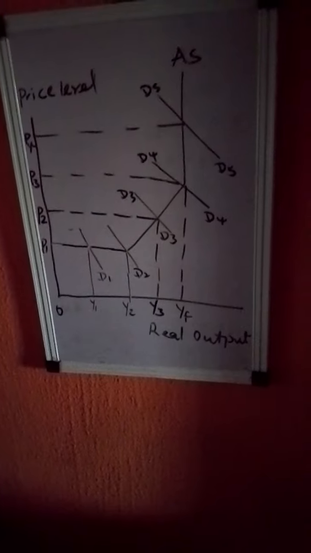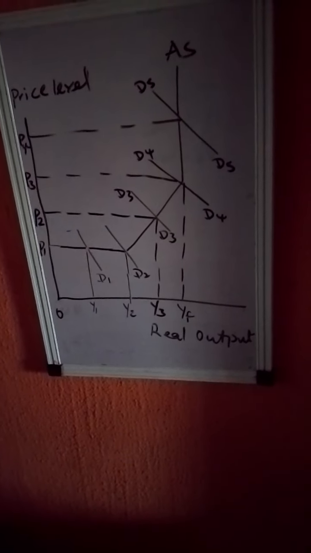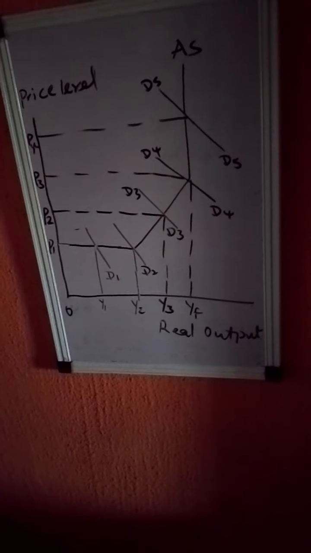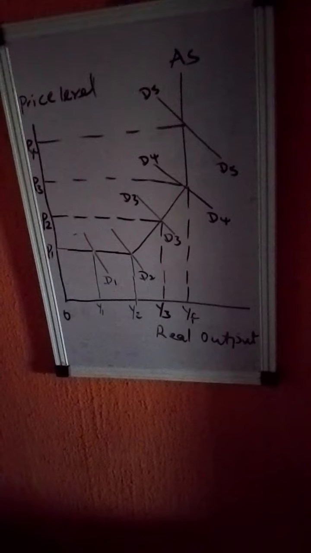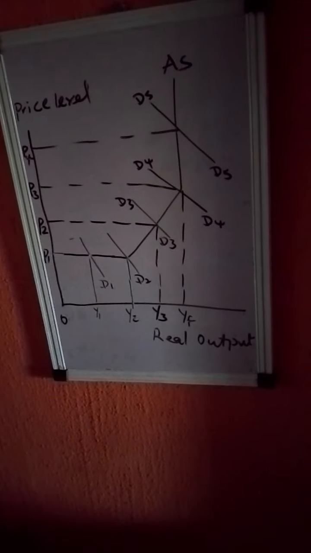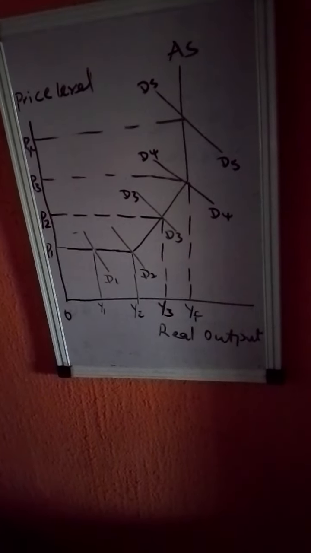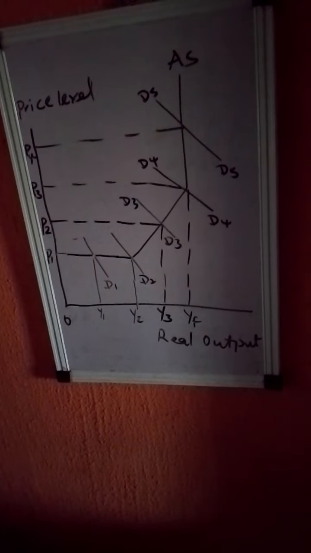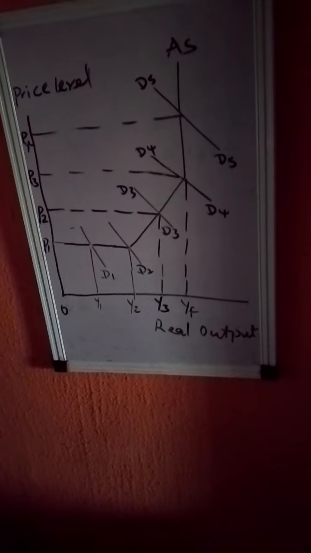But this is quite different when it comes to the intermediate range. Now let's look at it. For you to move aggregate demand from D1 to D3, as you can see, it means you have to do it at the expense of increase in price from P1 to P2. In other words, for you to move aggregate output from Y1 to Y3, you are going to do it at the expense of what? Increase in what? Price. Thank you.